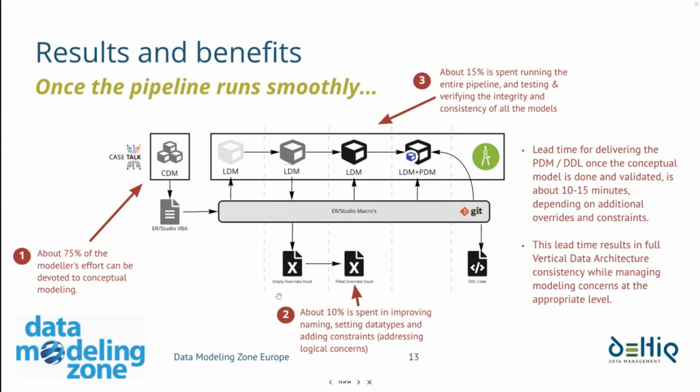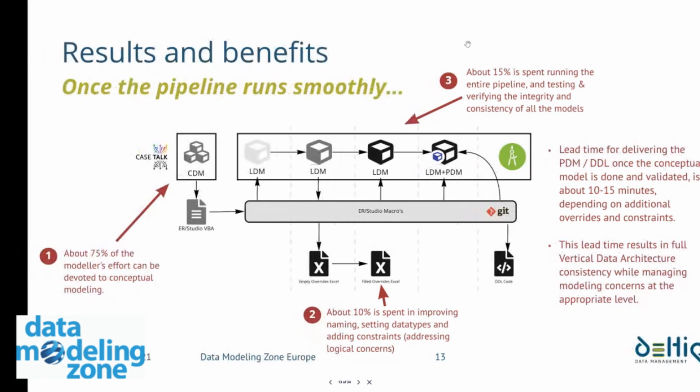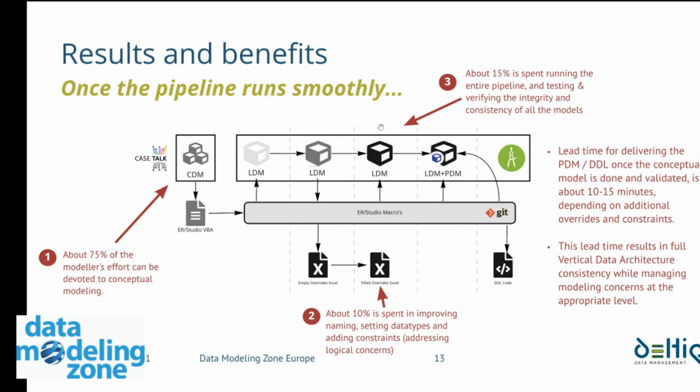About 10% is spent in improving naming, setting data types, and adding some constraints, which is mostly done using the override file Roy just demonstrated. And that leaves about 15% of the time that we spend in running the entire pipeline, testing whether all the models are correct, and also doing comparisons with previous versions of the model, and deciding upon which changes to promote to the next version. And we'll come to how we do that, compare and merge, a little bit later on.